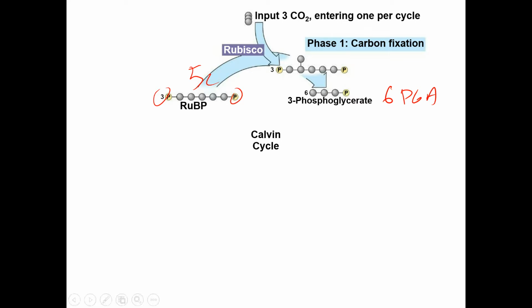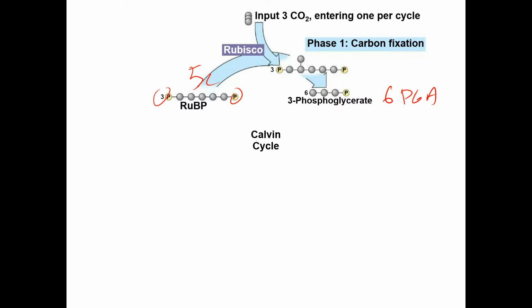But only 1 carbon dioxide molecule can enter the cycle at a time. It interacts with 1 RuBP molecule to generate the 1 6 carbon molecule that splits into 2 3 carbon PGA molecules. But for simplicity's sake, they've shown you what's going on with 3 CO2 molecules entering the cycle. So this is our carbon fixation stage.